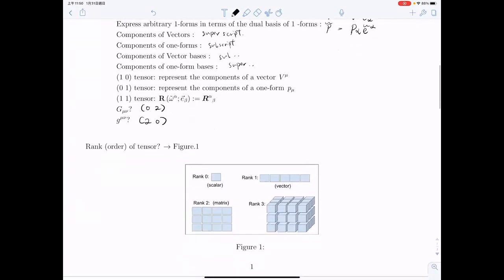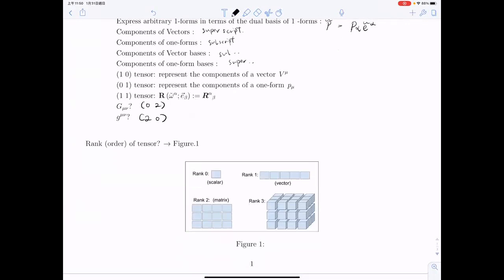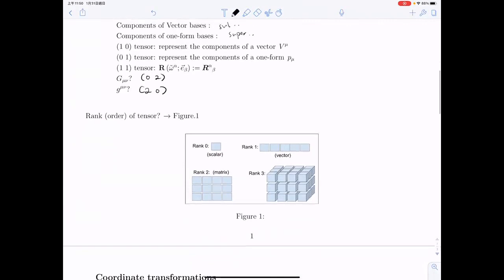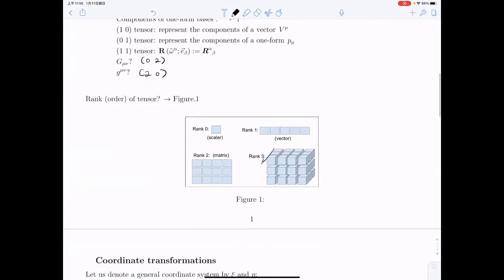You may wonder, in the textbook, someone talks about the rank of a tensor, or the order of a tensor. You can just look at figure 1: rank 0 is a scalar, rank 1 is a vector, rank 2 is a matrix, and rank 3 is something like this.